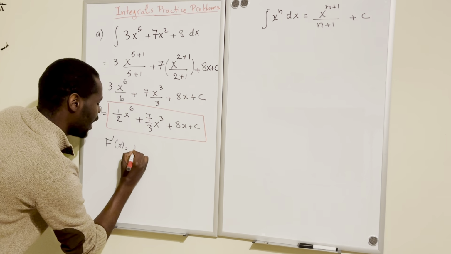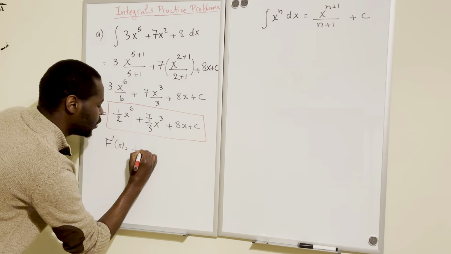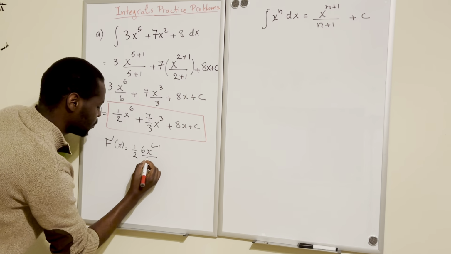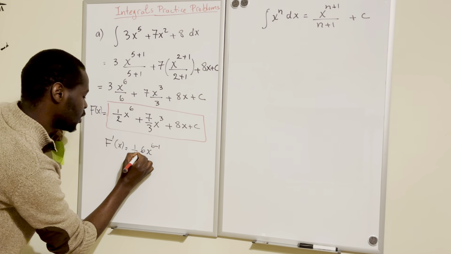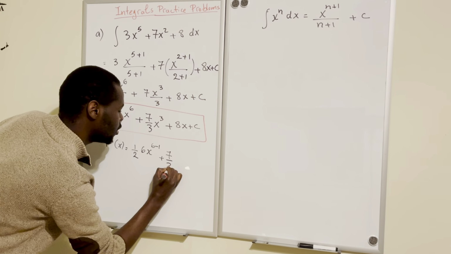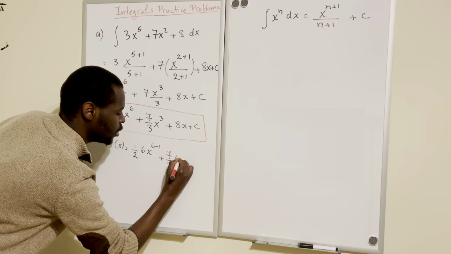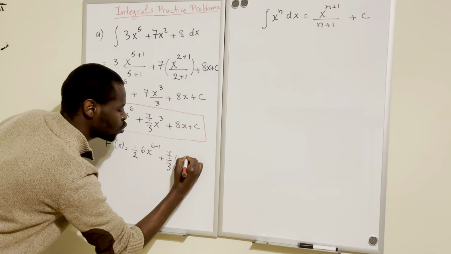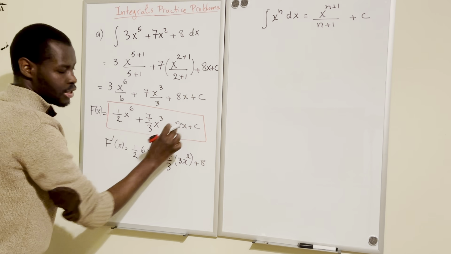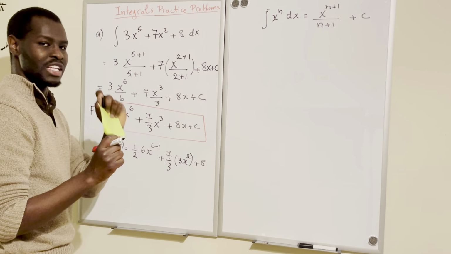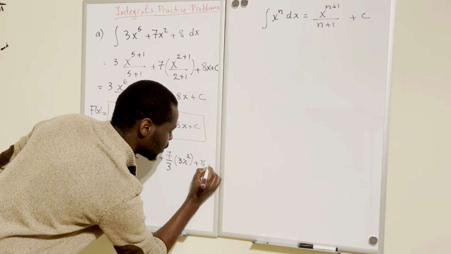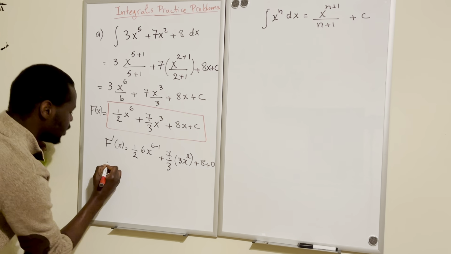What will this be? So 1/2, our derivative, power down, power minus 1, so 6 times x to the 6 minus 1, plus 7/3 times the power, which is 3, x to the 3 minus 1 is 2, plus 8x, because x to the power 1 minus 1 is 0, so it's x to the 0, which is 1, so it's just going to give me 8. What's the derivative of a constant? 0, so plus 0 here, okay? Let's go ahead and simplify.